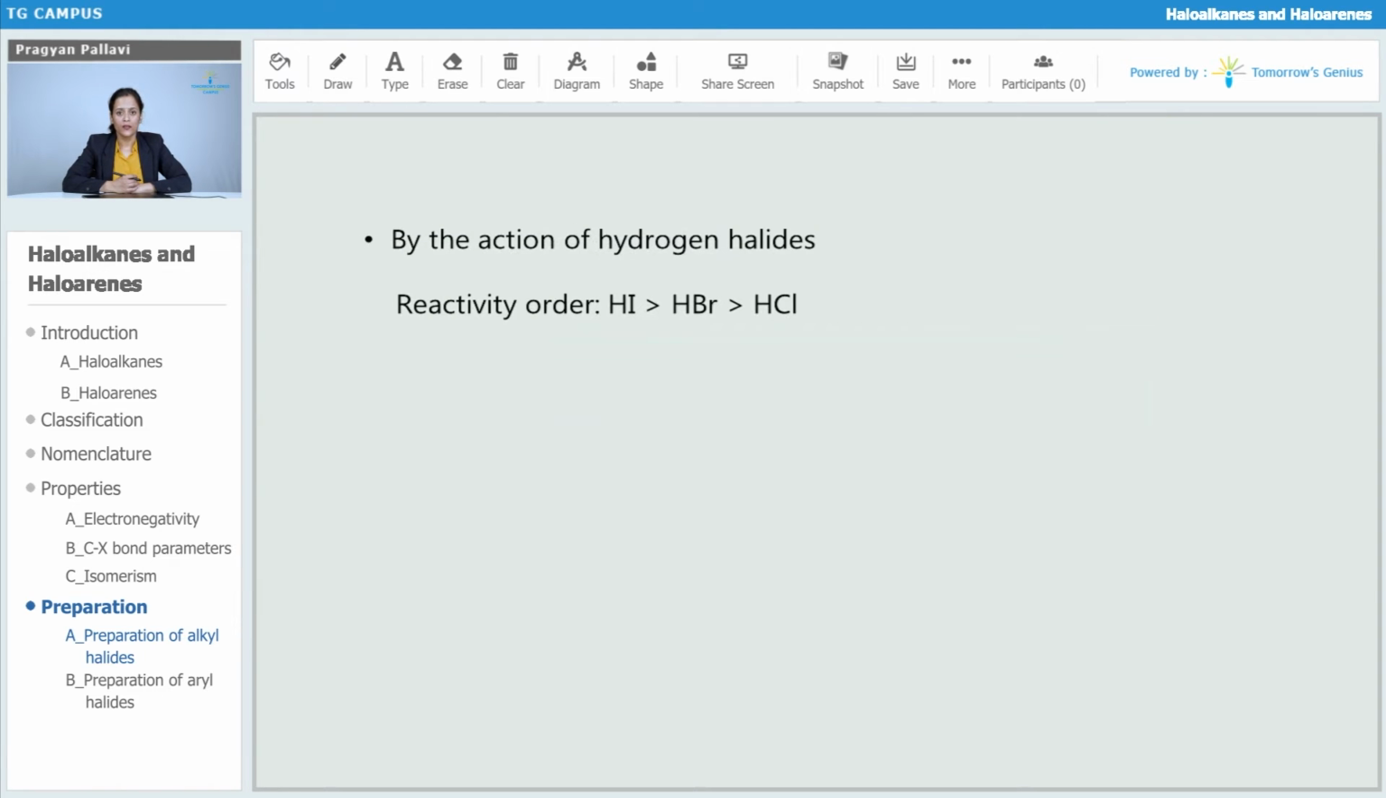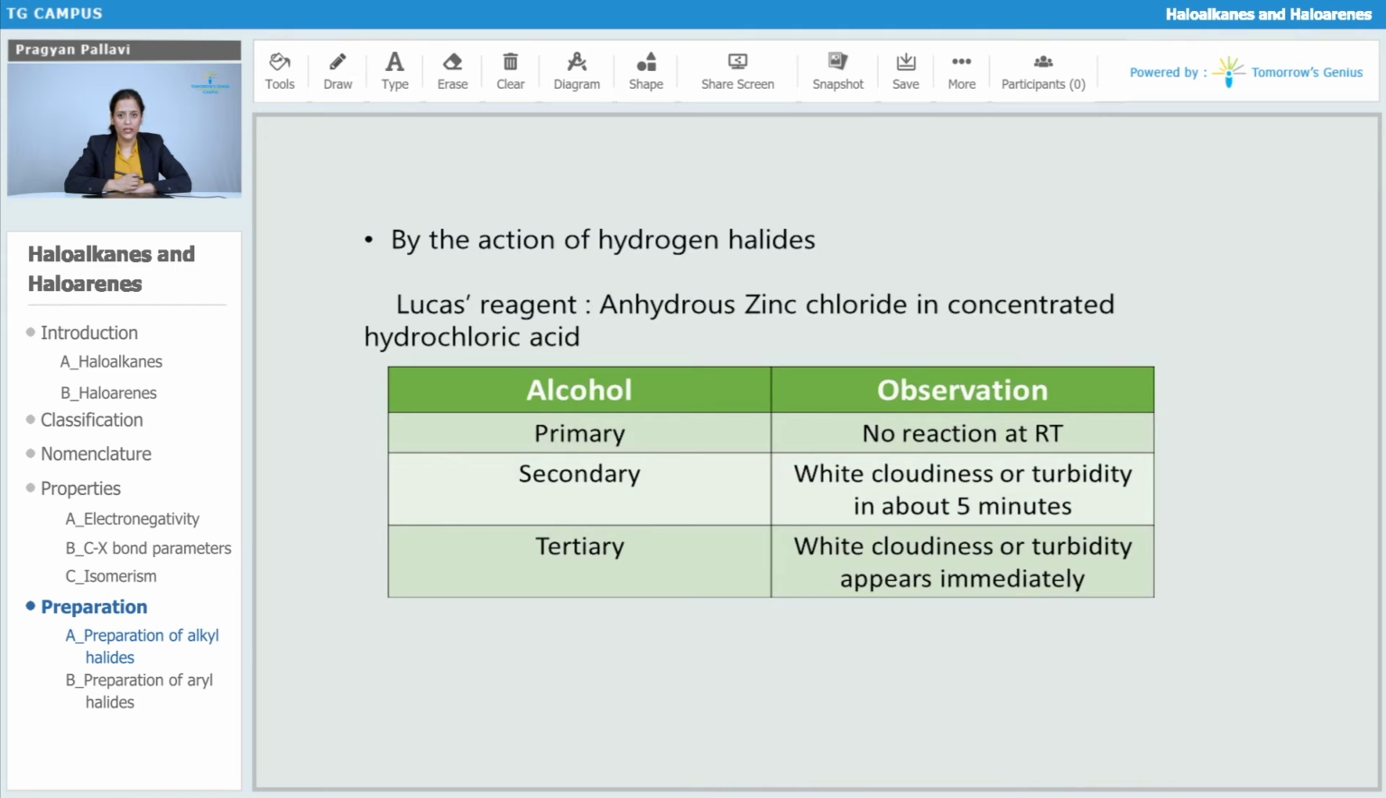So now the question is, what is the order of reactivity of hydrogen halides for this reaction? The reactivity order follows: hydrogen iodide is more reactive than hydrogen bromide, then hydrogen chloride. The Lucas reagent is anhydrous zinc chloride in concentrated hydrochloric acid.